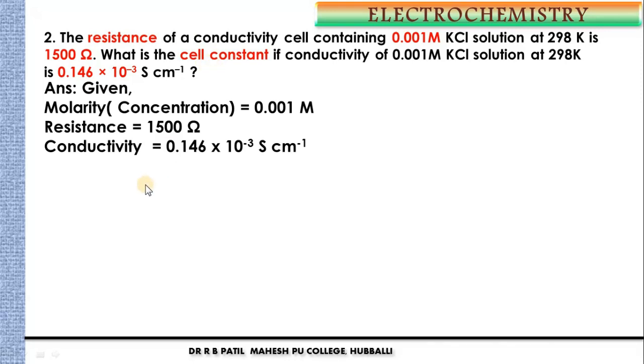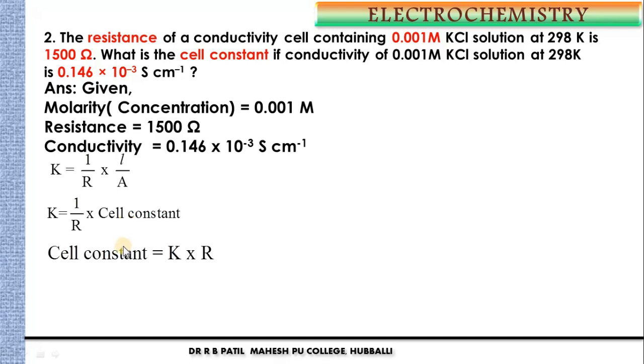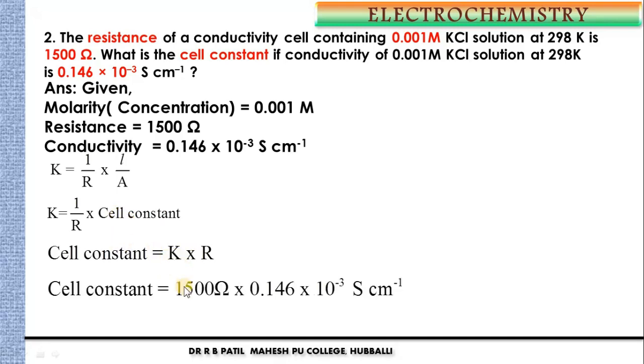We know the formula, K is equal to 1 by R into L by A. R is given, and we are asked to calculate the cell constant, that is L by A. Even conductivity is also given. So these two we can substitute and calculate this cell constant L by A. So let us substitute. Cell constant is equal to K into R. Let us substitute the values. 1500 ohm, that is resistance, and 0.146 into 10 to the power minus 3 Siemens centimeter inverse, that is conductivity. So when we solve this, we end with the answer 0.219 centimeter inverse.